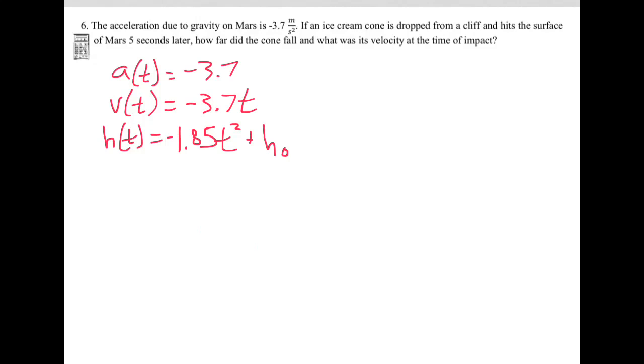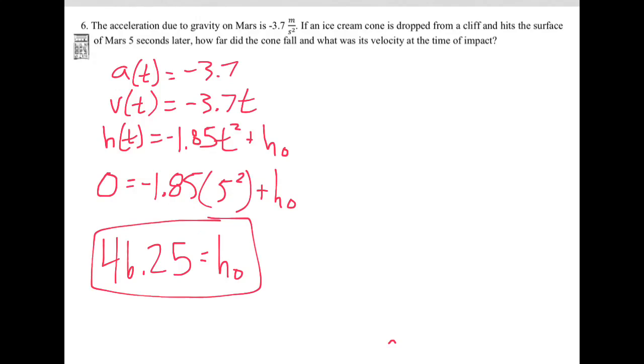And what do we know? We know a couple pieces we can plug in. We know that it hits the surface of the moon 5 seconds later. So let's plug into our height function. We know that the height is 0 when the time is 5 seconds. So 0 equals negative 1.85 times 5 squared plus h naught, and we can solve for h naught.